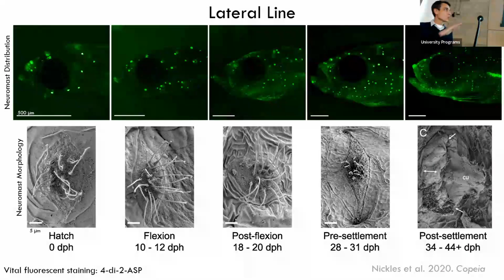And so when the cupula is deflected by water flow, it stimulates those hair cells and they send a signal to the brain, right? So that's how the receptor is triggered and sends a signal to the brain. And so this paddle shape, we think, provides a greater surface area so that there may be higher sensitivity to water flow around the body.